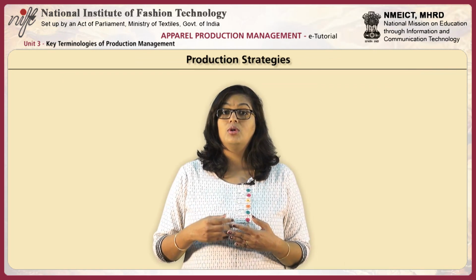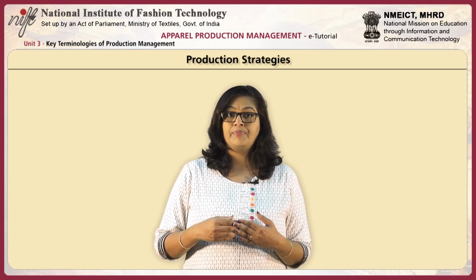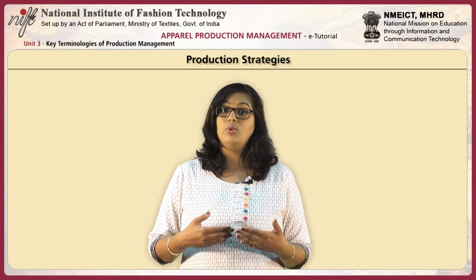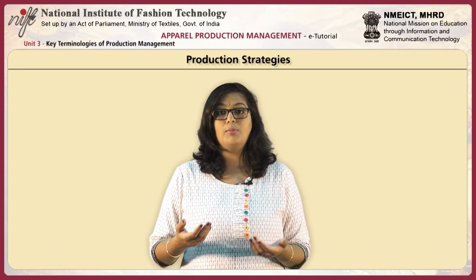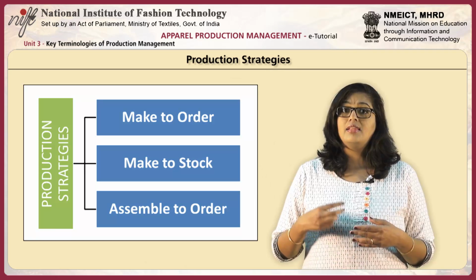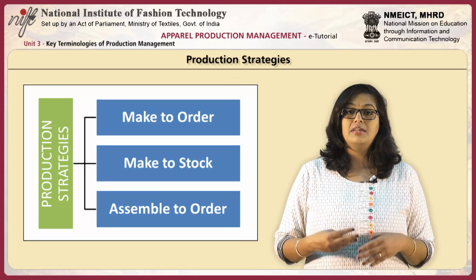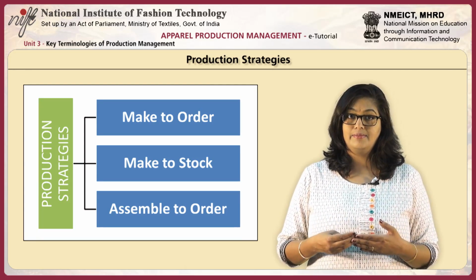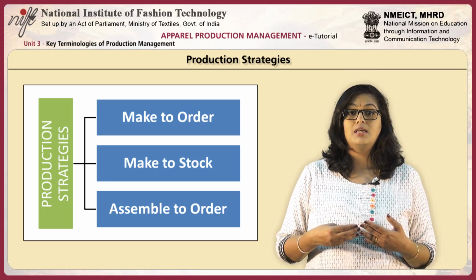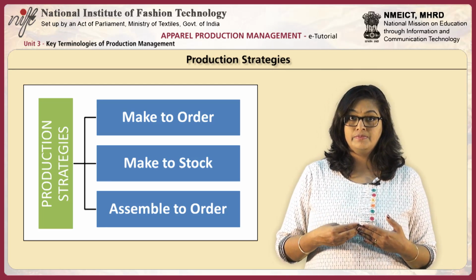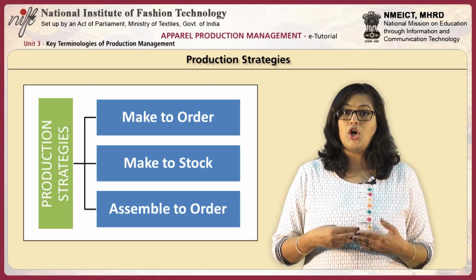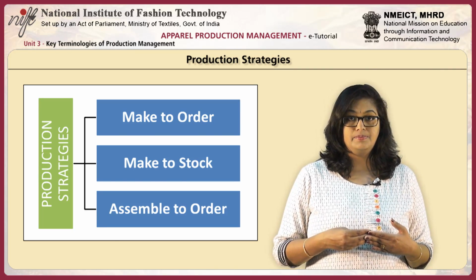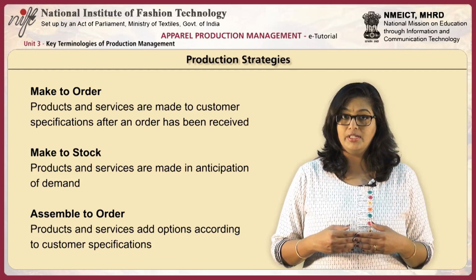Next, we come to production strategies. This basically defines what strategy we need to undertake and define our production process. The three major types of strategies that are involved in making these decisions are these. First comes make to order, make to stock, and assemble to order. What is make to order?